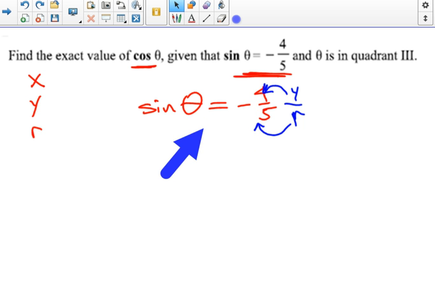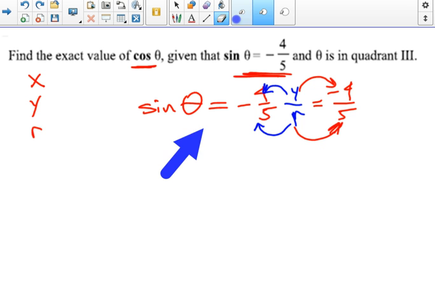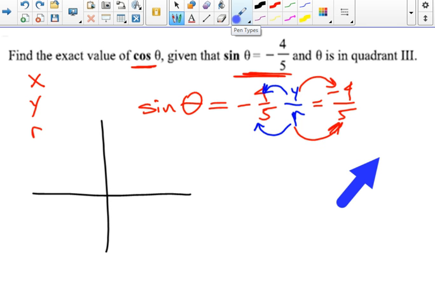So the way I'm going to look at this is this is negative 4 over 5, and r is 5, and y is actually negative 4. So a real quick look at this will tell me that if y is negative 4, so 1, 2, 3, 4, and r is 5.